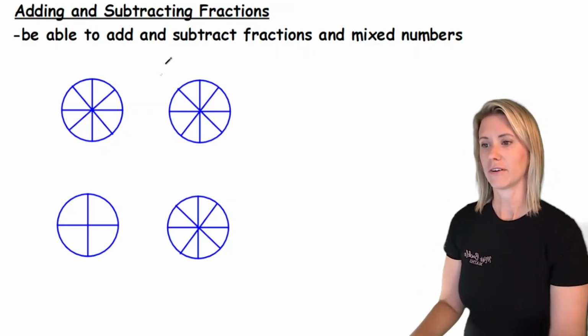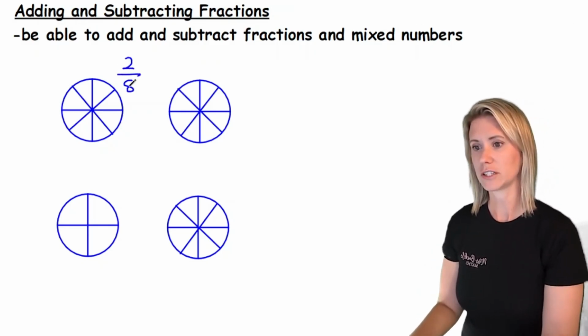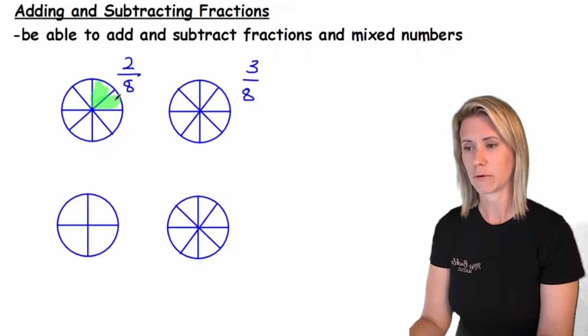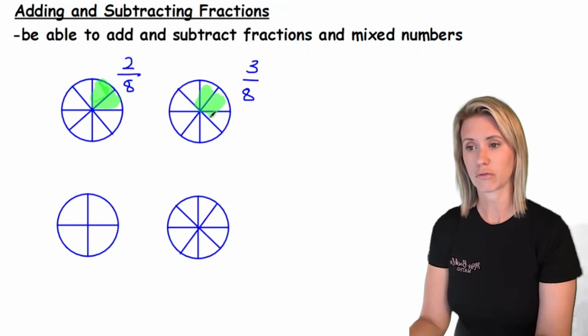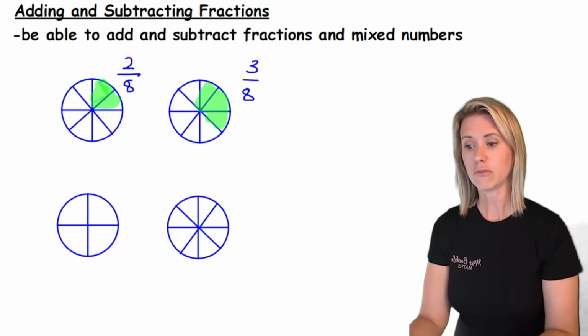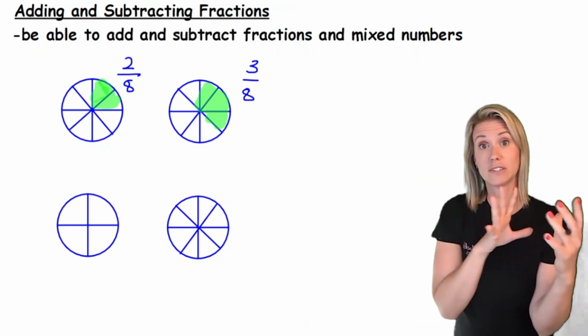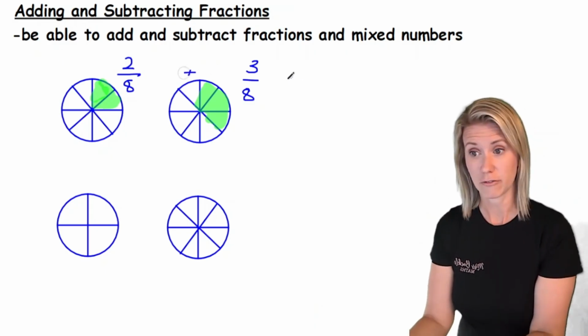If we had 2/8 and we were trying to add it to 3/8. If we had 2/8, that would be 2 out of 8 shaded in, and 3/8, 3 out of 8 shaded in. If we were just to simply combine those together, in total we would have 5/8.